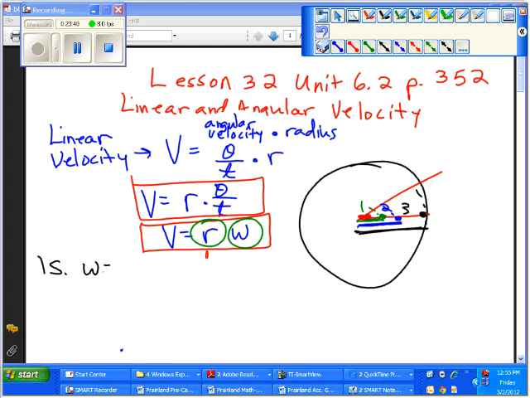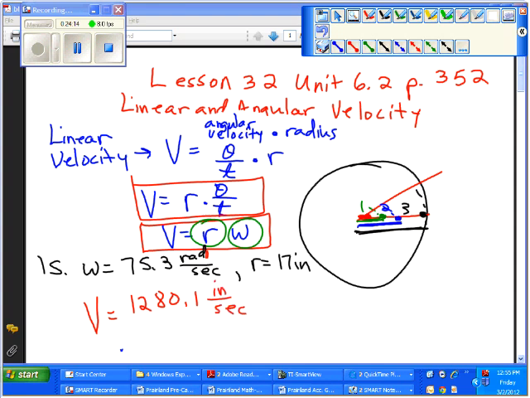Number 15, we have angular velocity, omega, is 75.3 radians per second with a radius of 17 inches. We'll convert this one. It'll be even more fun. And so we're going to have that our linear velocity is 75.3 times 17, which is 1,280.1 inches per second. Any questions on that?